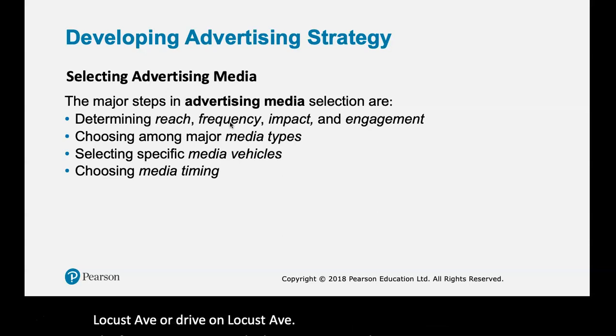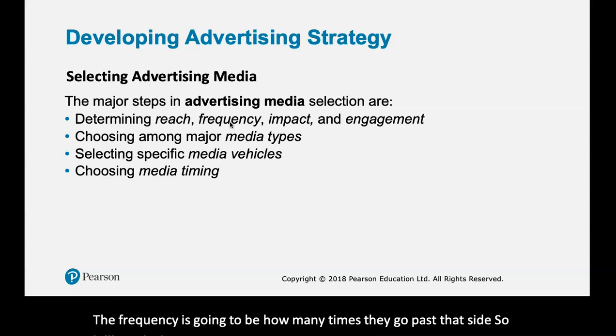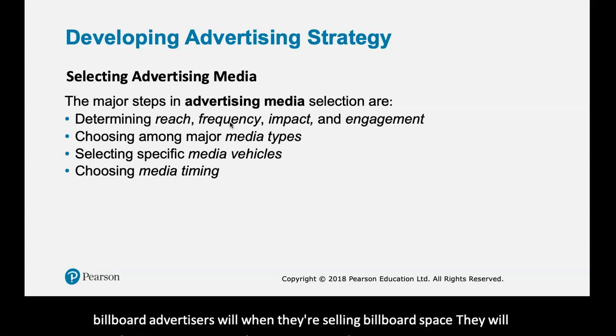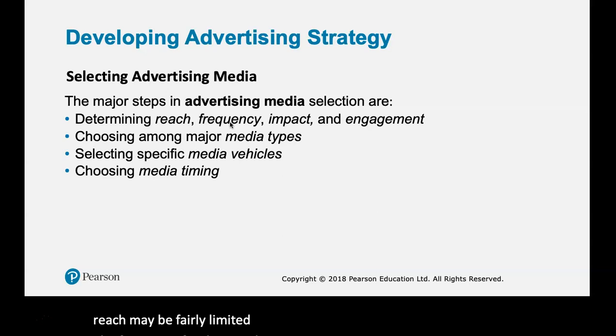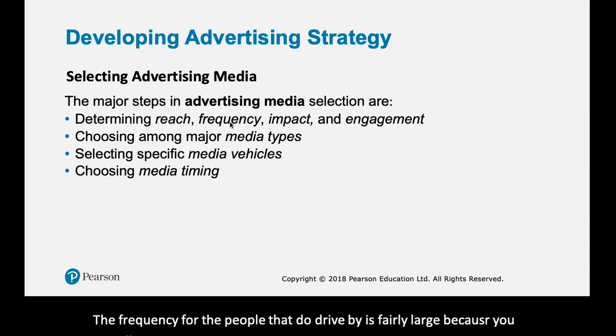So billboard advertisers, when they're selling billboard space, will say that a certain area, let's say Locust Avenue, has so many thousand cars that drive by each day. The thing about it is those same cars will drive by again tomorrow, most of them, because they either live in the area or they work in the area. So they will see that. So even though the reach may be fairly limited, the frequency for the people that do drive by is fairly large because you actually see it every single day you drive by, or nearly every day.